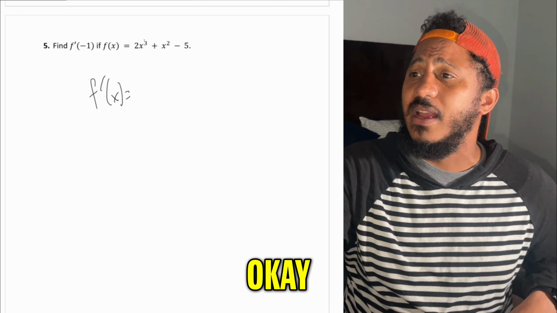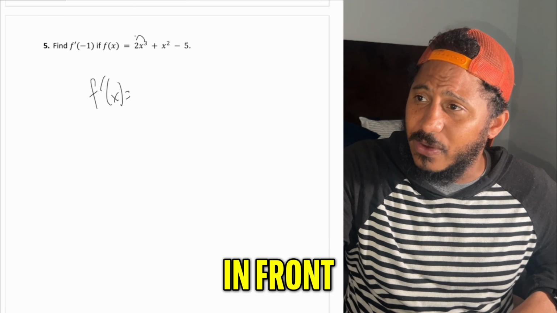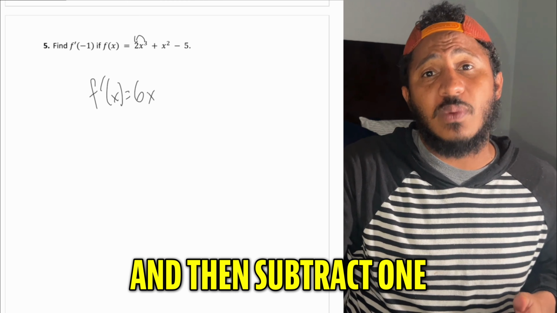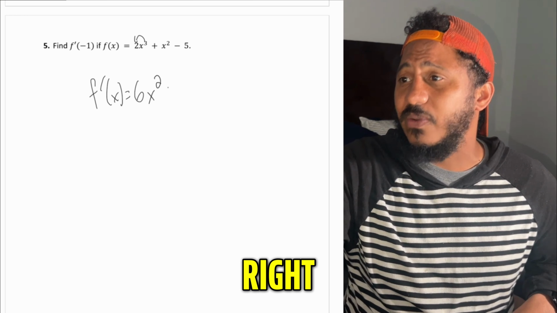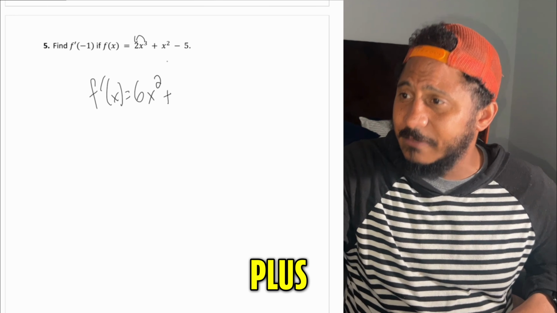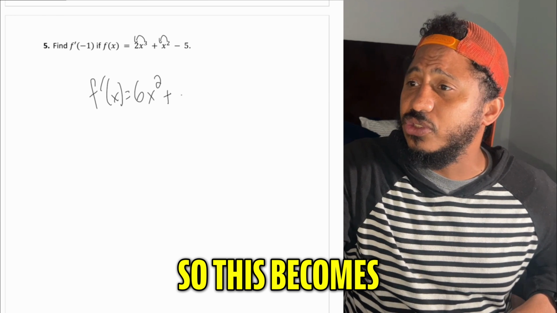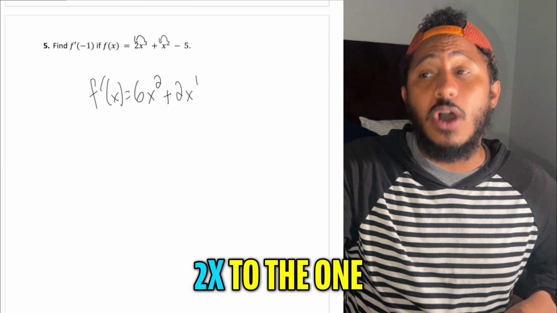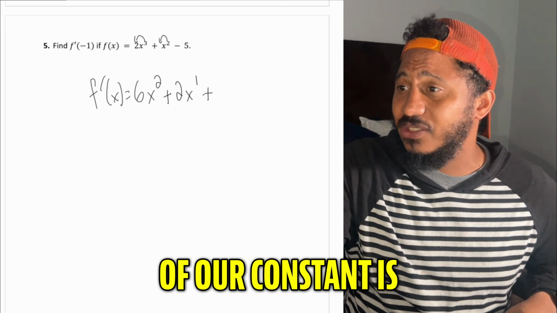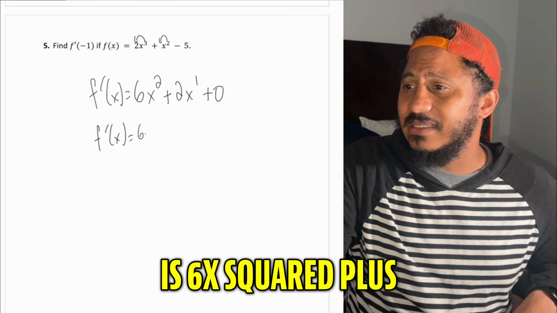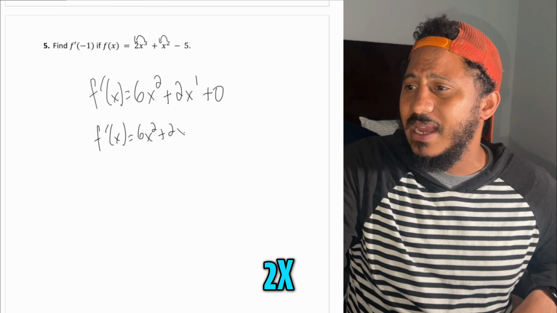In other words, bring that 3 down in front, right? So 3 times the 2 that's there, we get x and then subtract 1 from the power. So squared, right? Same thing here. Plus, then bring the 2 down in front and subtract 1 from the power. So this becomes 2x to the 1, and then the derivative of our constant is just 0. So our simplified version would be f prime of x is 6x squared plus 2x.